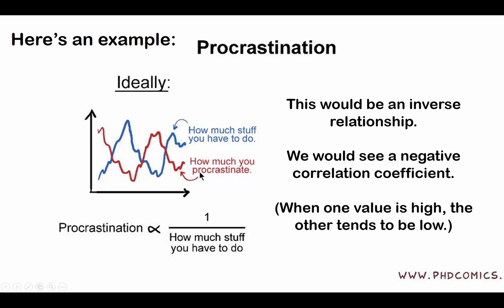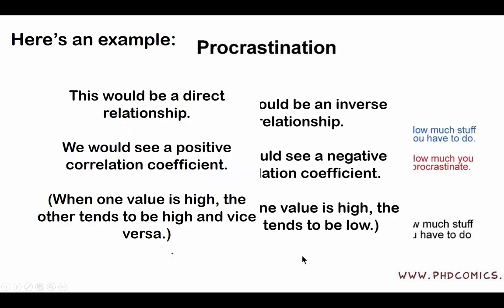And in the ideal world, if we plotted how much you procrastinate, you can procrastinate all you want when you don't have much to do, and you don't procrastinate hardly at all when you've got a lot to do. So that procrastination approximates an inverse relationship. In other words, the more I have to do, the less I procrastinate. The less I have to do, the more I procrastinate. And we would get a negative correlation coefficient showing us that relationship.